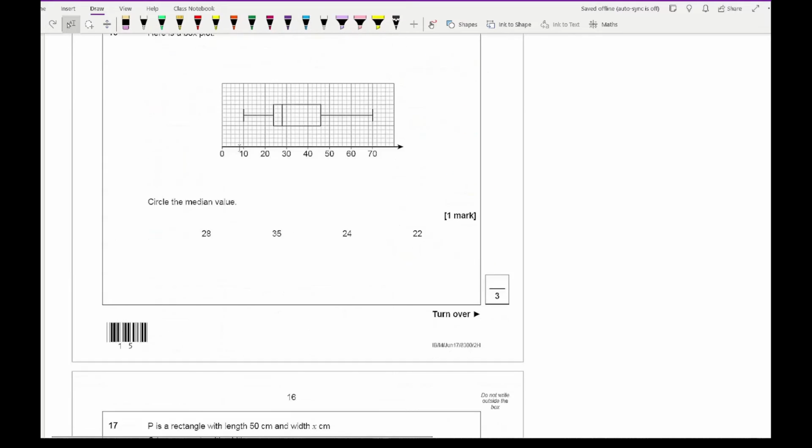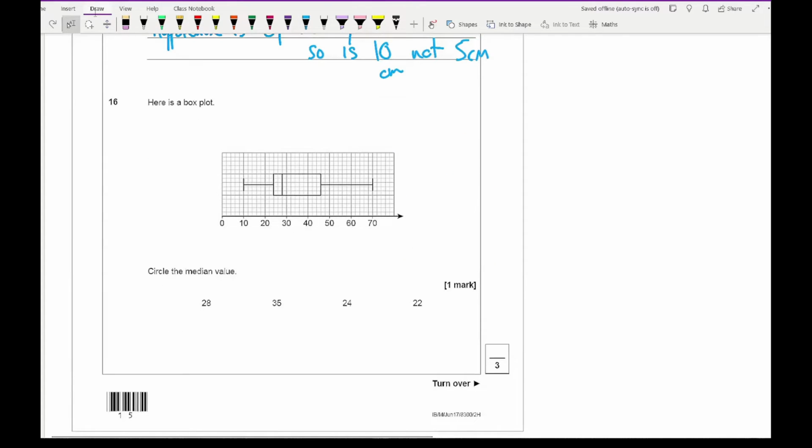So the next question, 16, says here is a box plot. It says circle the median value. Now the median value is basically where the line inside the box is, and so counting the scale, working out what scale it is, it's going to go up in 2s, so 28, which is the first option.